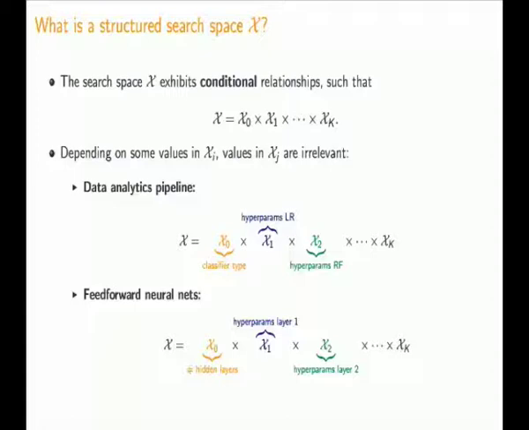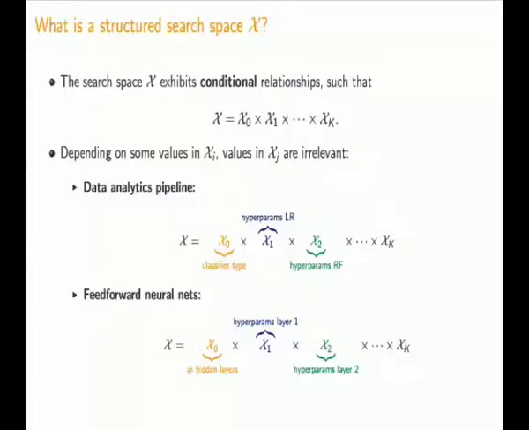If you think about neural nets, as I mentioned, for the hidden layers you first have to decide the number of hidden layers, and the hyperparameters that matter in the first layer, the second layer, or the third layer, etc. depend on that decision.